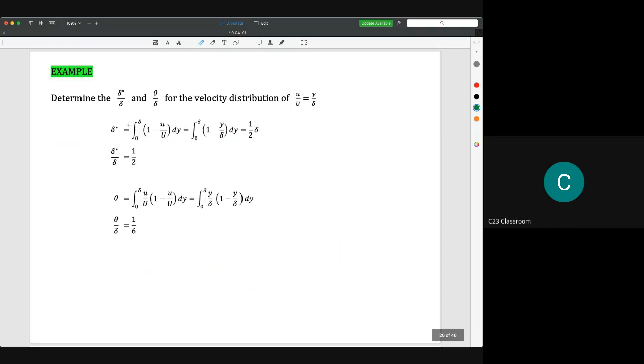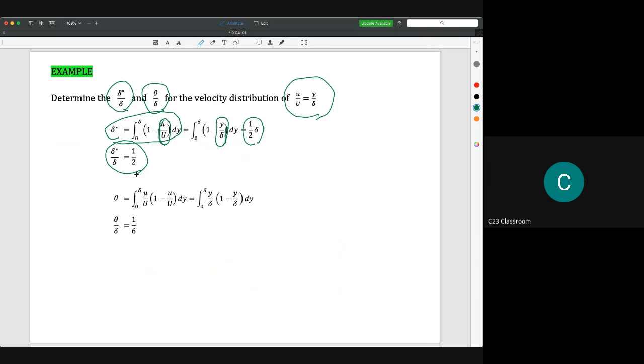In that example, it is very straightforward. For example, we have u over capital U here equal to y over delta. Then we need to determine delta star over delta and theta over delta. If you want to find delta star over delta, maybe we could start with the equation for delta star here. We substitute the value of u over capital U with y over delta, and then we get 1 over 2 delta. So finally, we can say that delta star over delta is equal to 1 over 2.